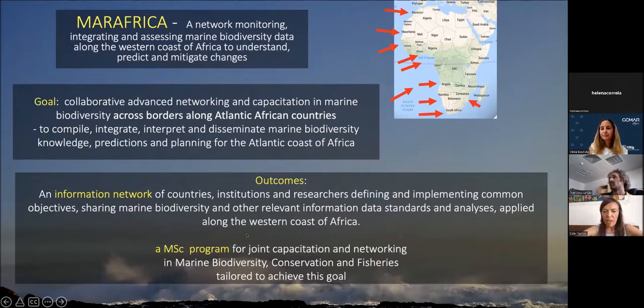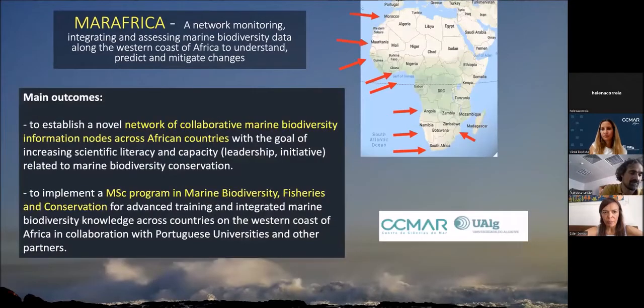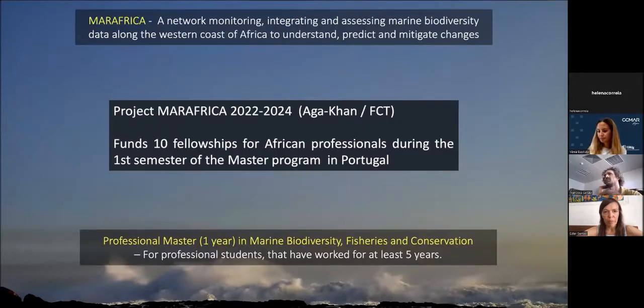The other outcome is a master program for joint training, joint capacitation and networking, so that it allows people to spend some time together working on these topics. This is our new master program in marine biodiversity conservation and fisheries, which was developed specifically for this goal. This is repeating the outcomes that I just said.